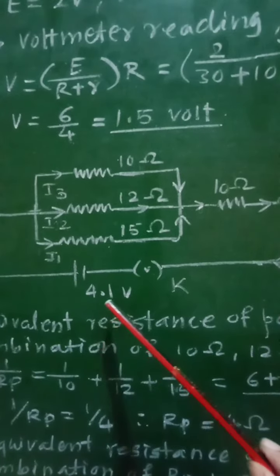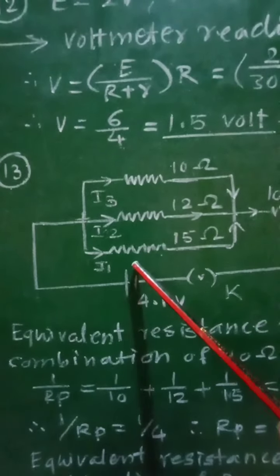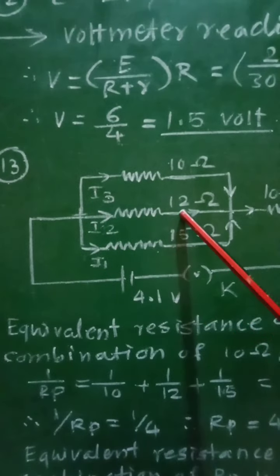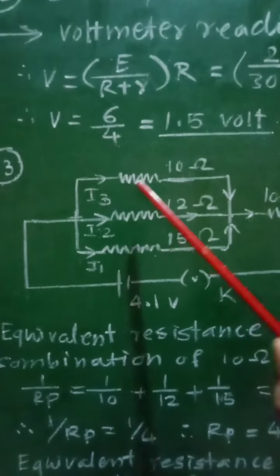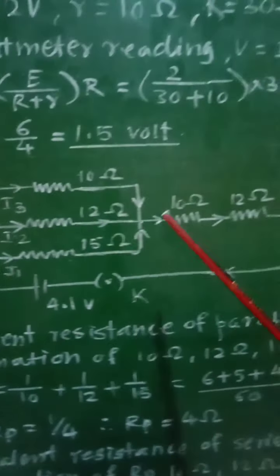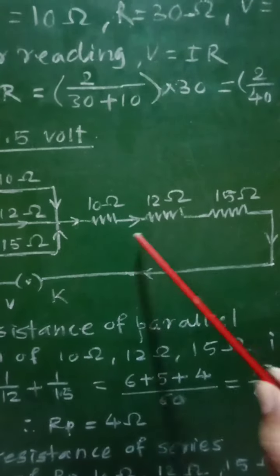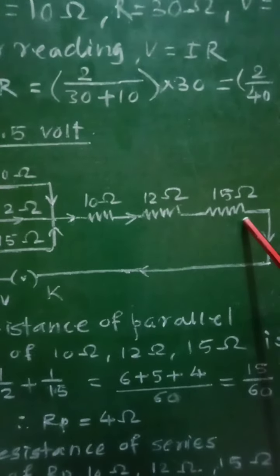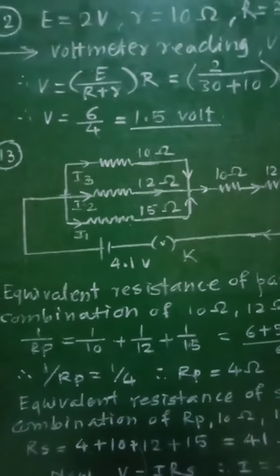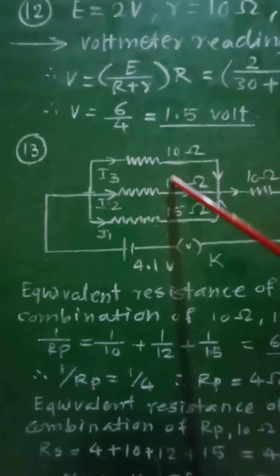EMF 4.1 volt. Therefore, let I1 be the current flowing through 15 ohm resistance, I2 the current flowing through 12 ohm resistance, and I3 the current flowing through this 10 ohm resistance. Then further these 3 resistances are connected in series, therefore current flowing through all these 3 resistances will be the same.